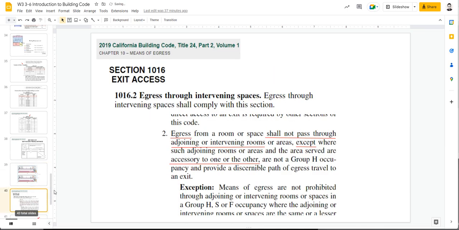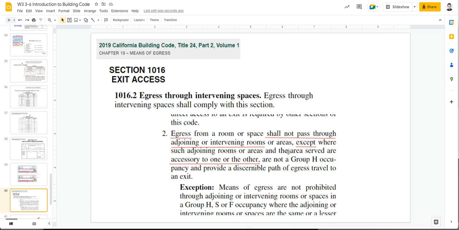Okay, when you exit and you go through a space, you are allowed to go from your office to the corridor to the kitchen before you exit. You can do that as long as they are accessory to one another. Meaning, if you have a restaurant and to go to one exit you have to go through the kitchen, that's okay.